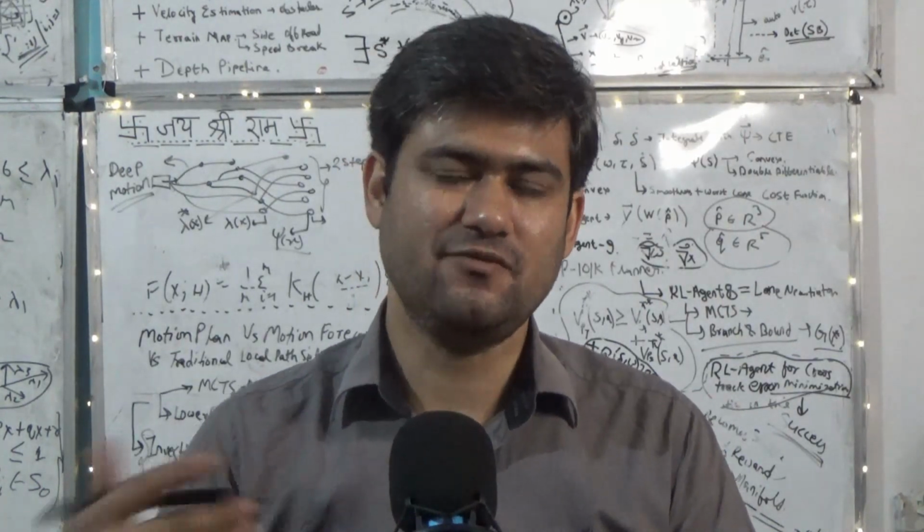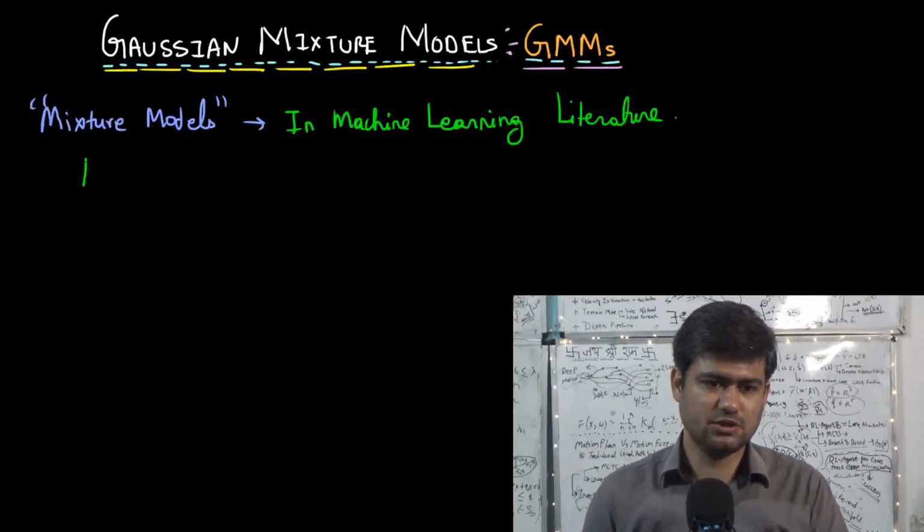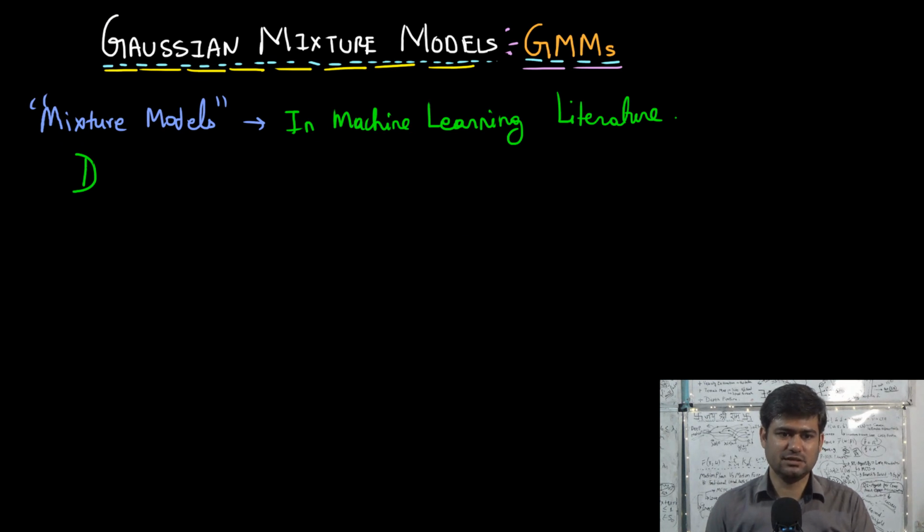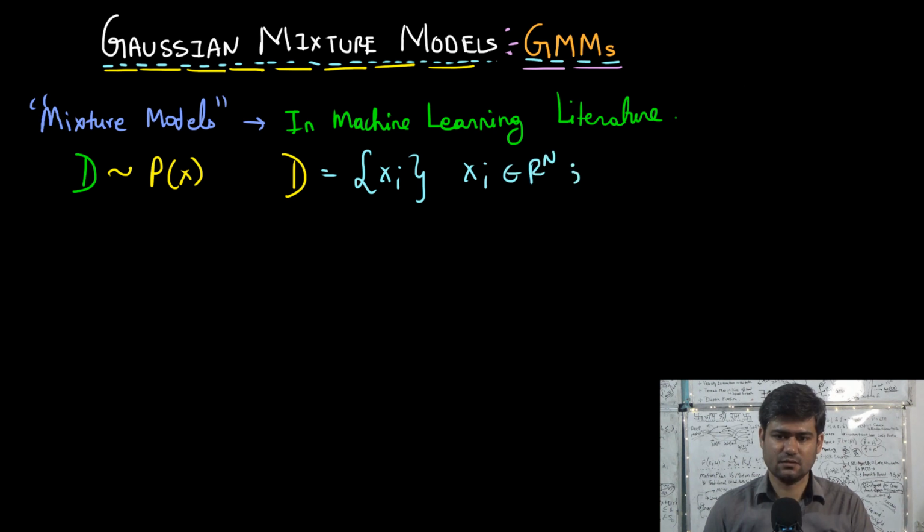Let's assume that we have a data set, and this data set is generated from some distribution P of x, where the data set contains m data points xi, where each xi is an n-dimensional real vector and i goes from 1 to m. That is, in this data set D, we have m data points, each an n-dimensional real vector, sampled from a distribution P of x. So there is an underlying true distribution.